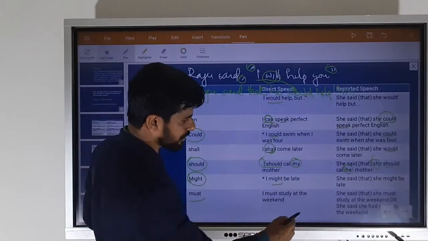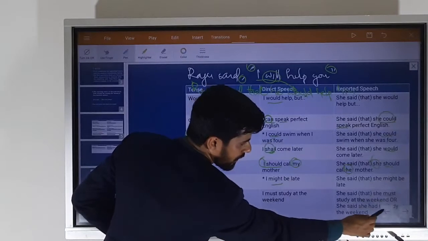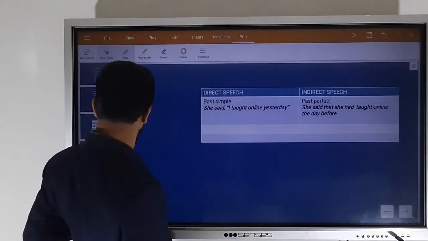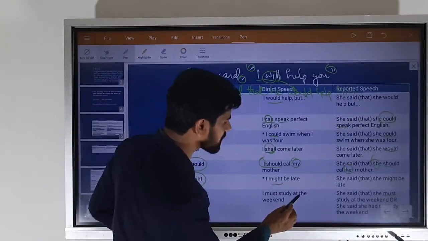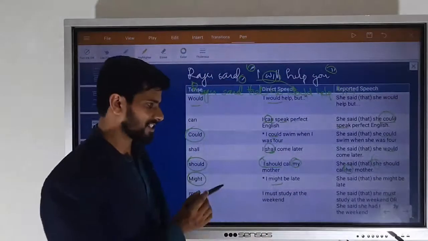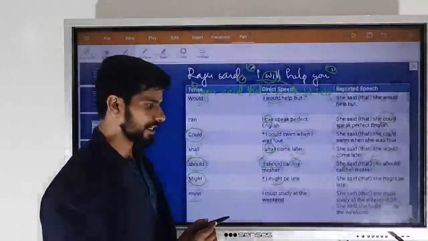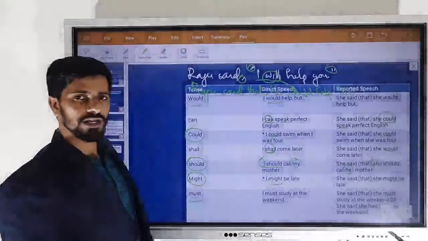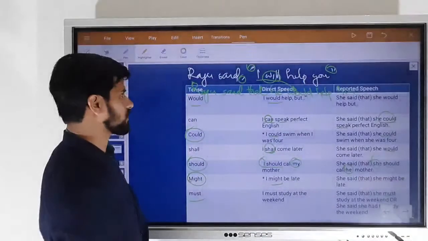So when you convert "must," you can say "had to," "must" or "had to." She said that I must study at the weekend. She said that she must study at the weekend, or she said that she had to study at the weekend. Okay, she had to or must itself. That's how we convert the modal auxiliary in a reported speech.